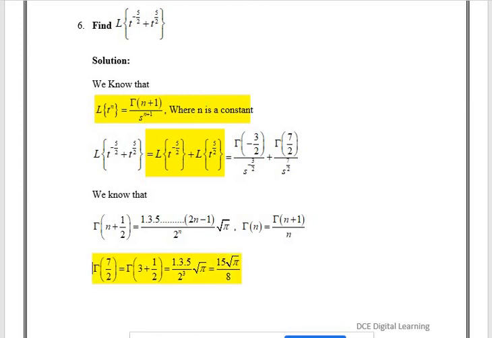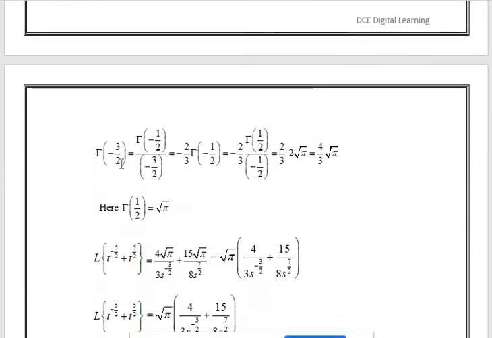Gamma minus 3 by 2 is equal to gamma minus half by minus 3 by 2, using gamma n is gamma n plus 1 by n. This formula we used here. So which is equal to minus 3 by 2 gamma of minus half, and that is nothing but 2 gamma half by 3 into minus half. So we get 2 by 3 into 2 root pi, and by simplifying the result we get it as 4 by 3 root pi. Hence here gamma half value is equal to root pi, and gamma of minus 3 by 2 is 4 by 3 root pi.